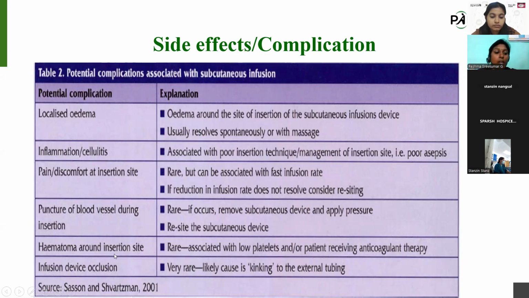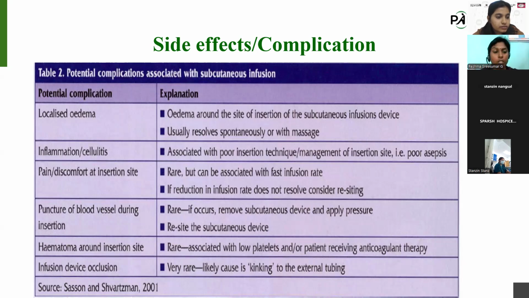Then hematoma around the insertion site. That is one of the potential complications, but it is rare. If there is hematoma, it means the patient may have low platelets, or the patient is receiving anticoagulant therapy. If the patient has low platelets or is receiving any anticoagulant therapy, there is a chance of formation of hematoma around the insertion site.